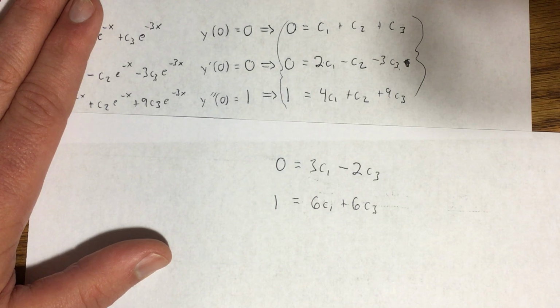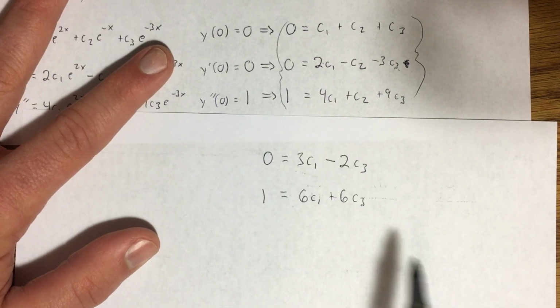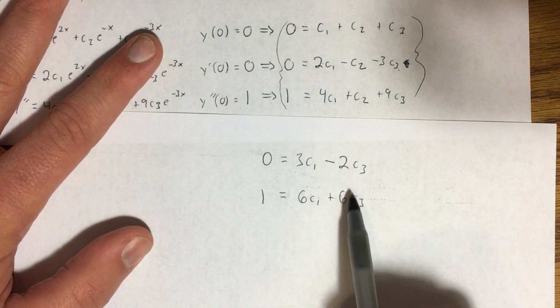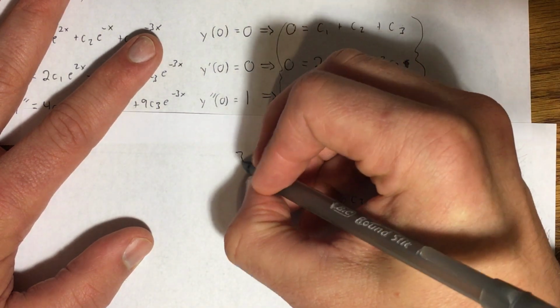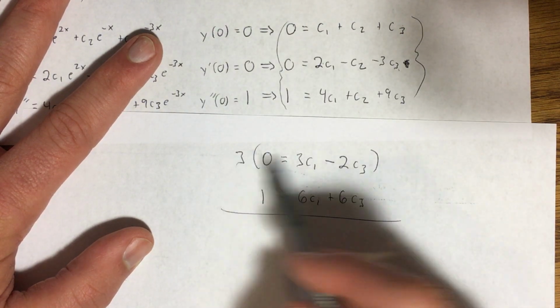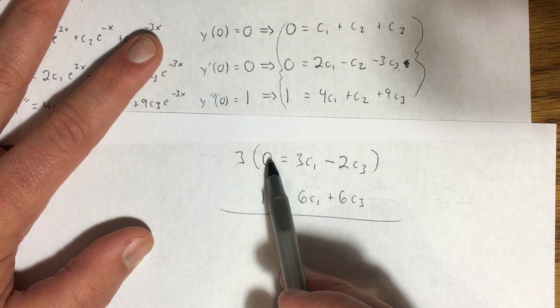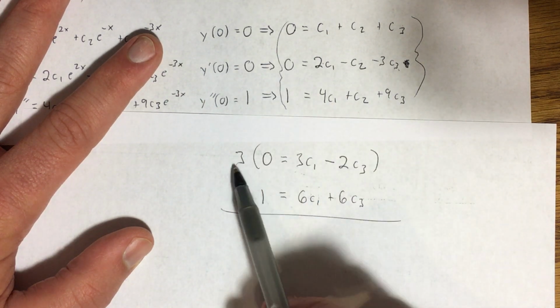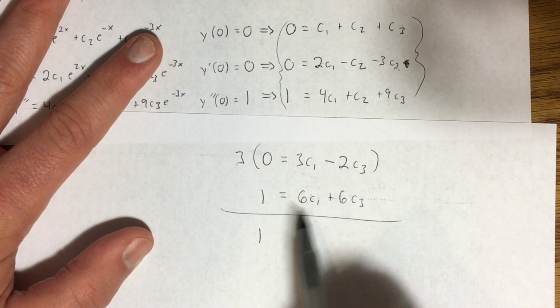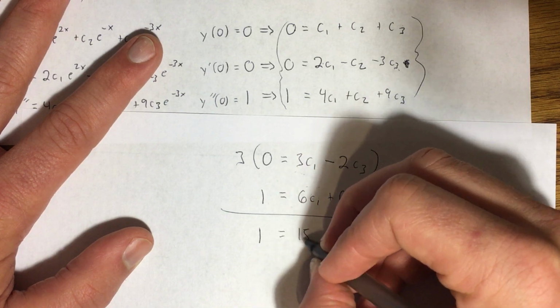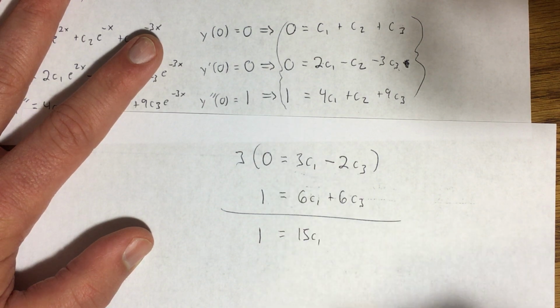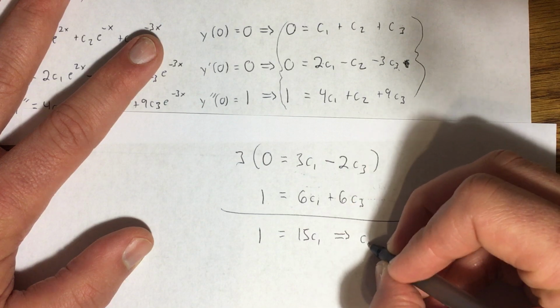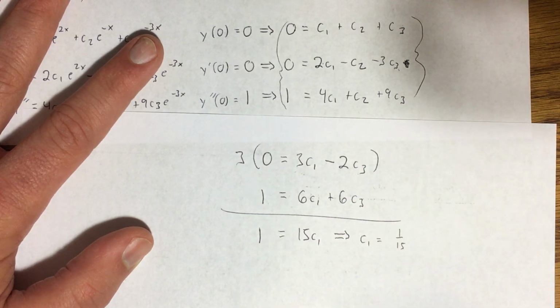6c3. Now, for the sake of eliminating another variable, I can multiply this top equation by 3 and then add the result to this equation. So 3 times 0 is 0, plus 1 is 1. 3 times 3c1 is 9c1, plus 6c1 is 15c1. And 3 times negative 2c3 is negative 6c3, plus 6c3 cancels, which was the whole point. So this means that c1 is equal to 1/15.